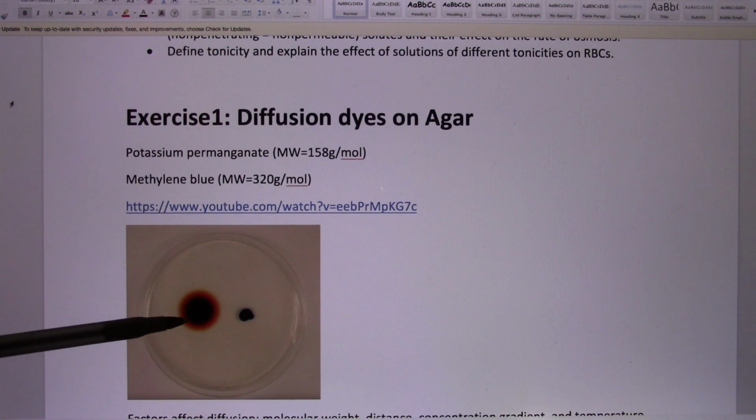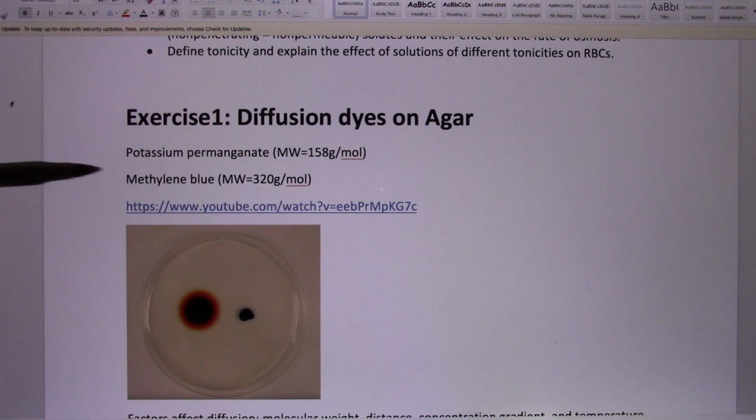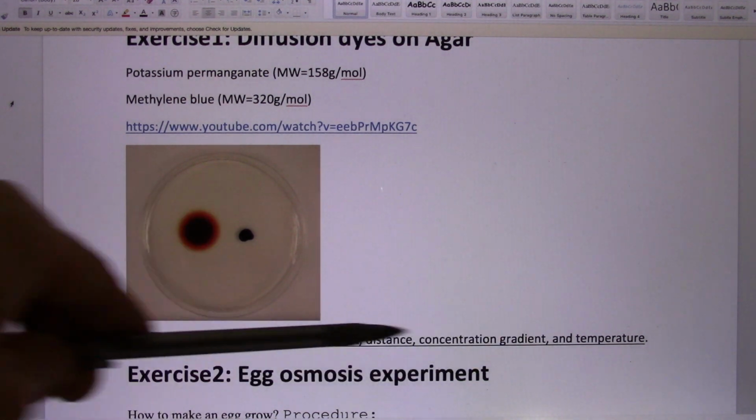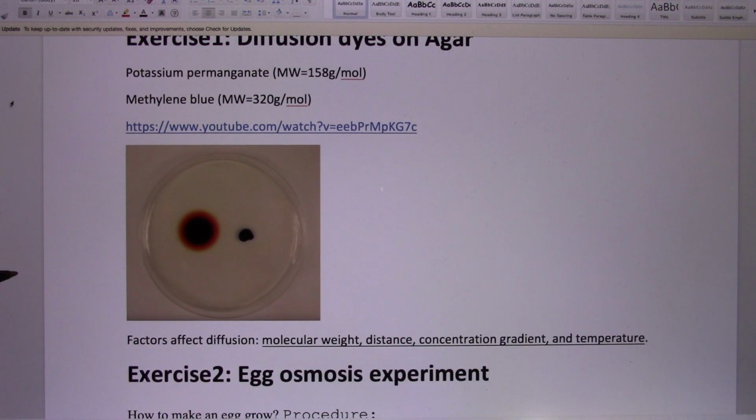So molecular weight will affect the diffusion rate, and you can watch this video. It will show you how they change through time. And there are also other factors. All these factors will affect the diffusion rate.